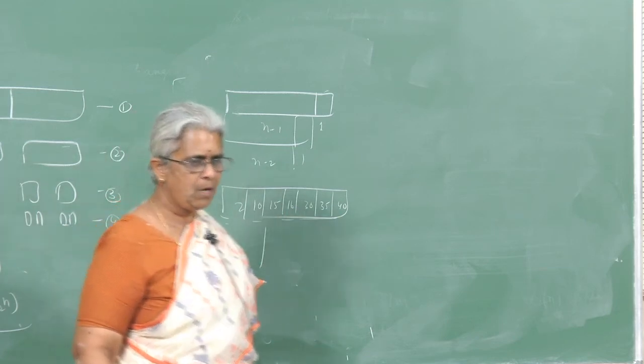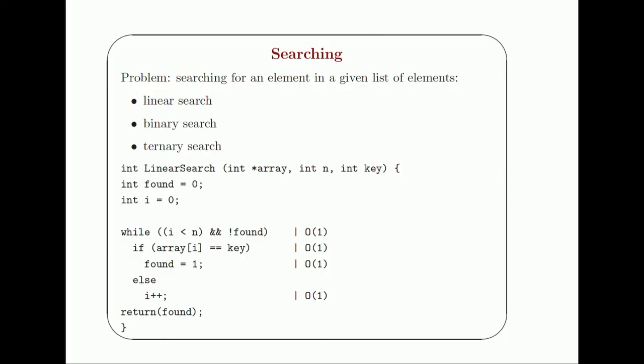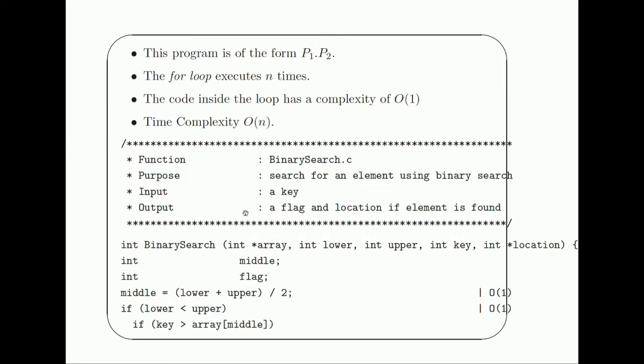Therefore, the time complexity in this case, notice that there is a while block, i less than n, order 1. All these comparisons are order 1, assignment is order 1, increment is order 1, but the while block, for example, is a program of the kind P1 into P2 and this runs n times. Therefore, the complexity is order n.